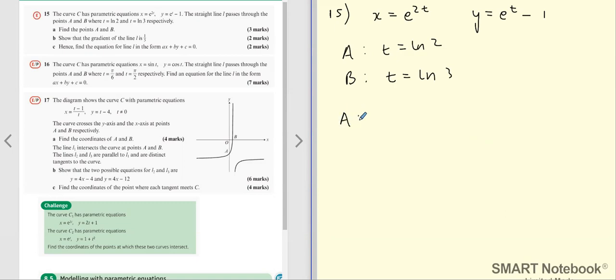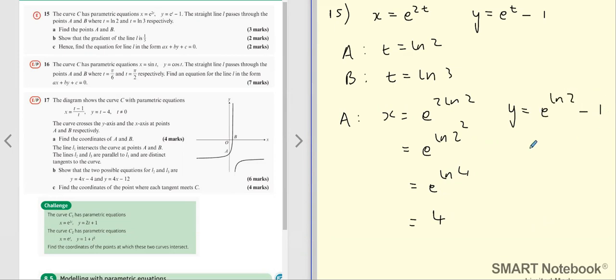So let's look at part A. X, therefore, is going to equal e to the 2 ln 2. If I simplify that, that is e to the ln 2 squared, which is e to the ln 4. And we should remember from our work on logs, e and ln sort of cancel out, and that is going to be 4. And y, therefore, is going to become e to the ln 2 minus 1. E to the ln cancels out, so I've got 2 minus 1, which is 1. So the coordinates of A are 4 and 1.